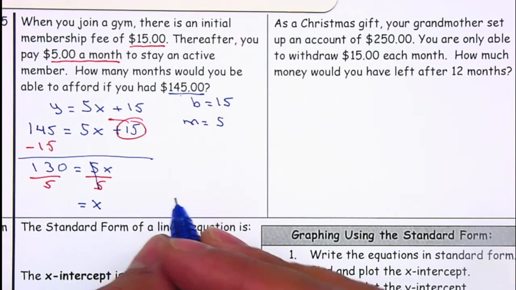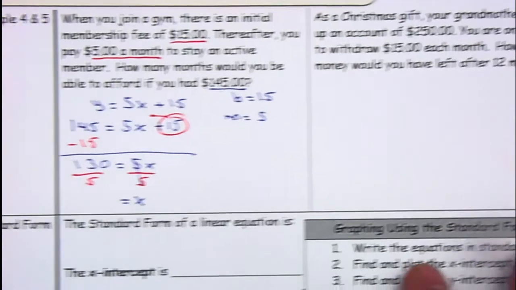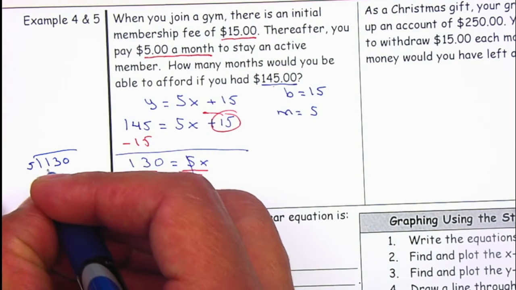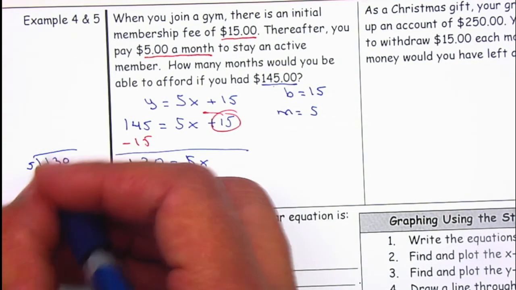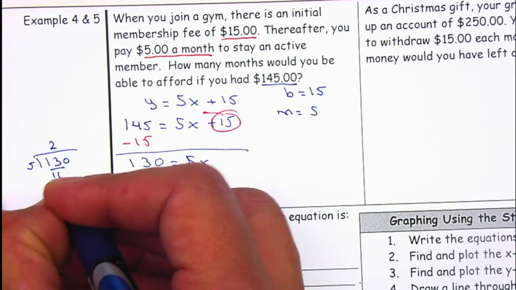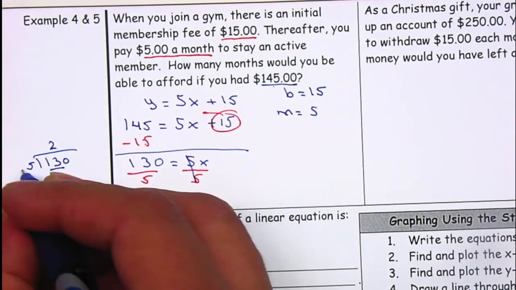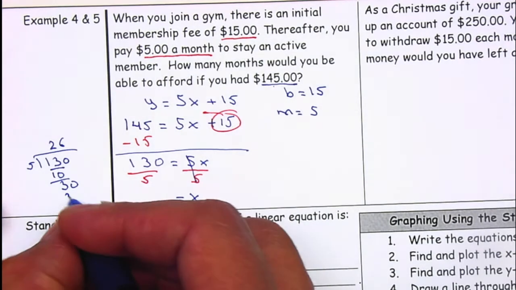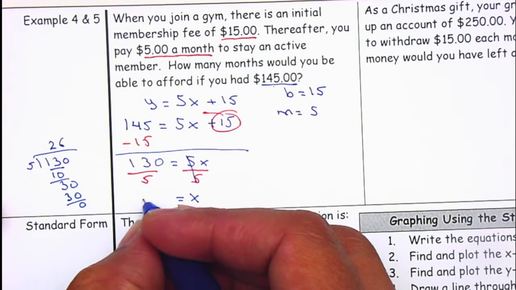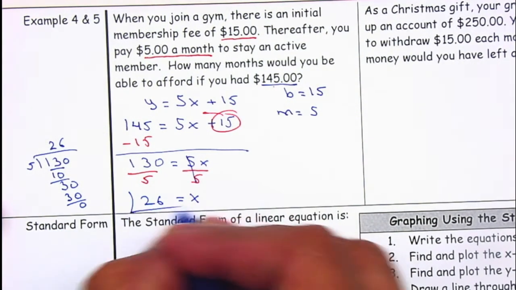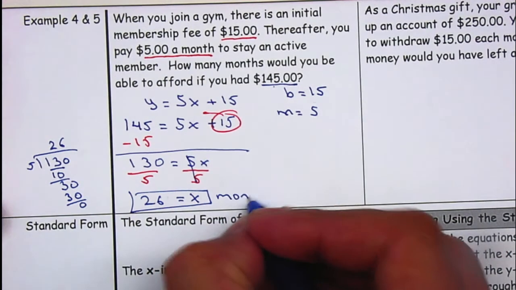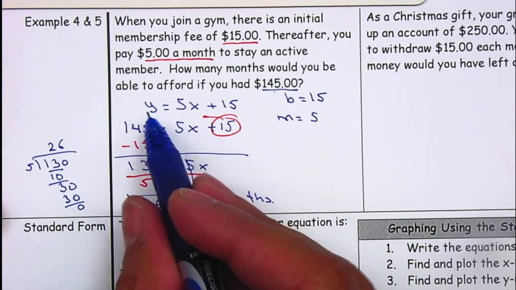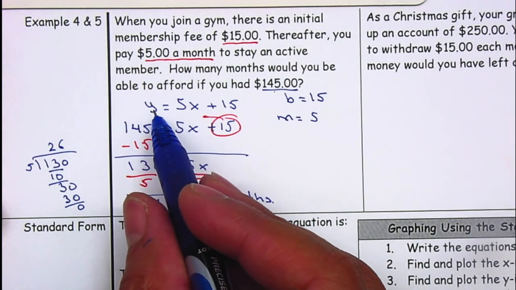x is equal to, we just do a simple division. 130 divided by 5. 5 goes into 13 twice. 2 times 5 is 10, subtract to get 3, bring down the 0. 5 goes into 30 6 times. 6 times 5 is 30. So that'll be 26 months. Remember, x corresponds with the number of months. y will correspond to how much money you are spending.